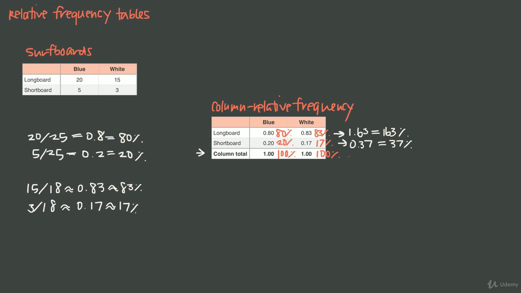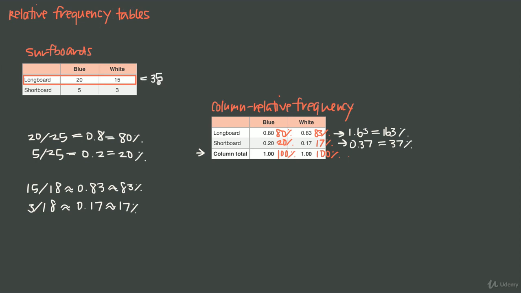But we could have just as easily done these calculations by row instead of by column. If we want to look at the calculations by row, instead of looking at the whole blue column, we now look at the entire row here for longboards instead. So we'll go through the same process, it'll just be the opposite way. This time we look at the whole row and we say, what are the total number of longboards that we have? So 20 plus 15 is a total of 35.